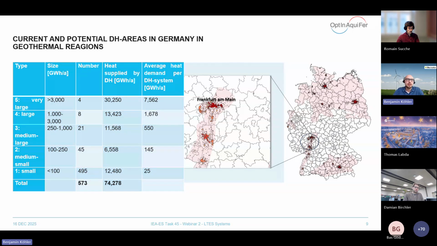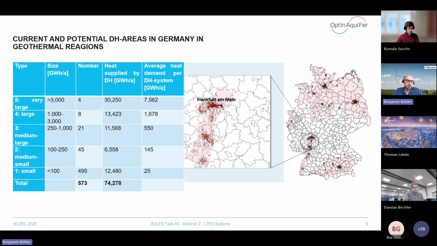Summarizing the results for the ATES potentials. First of all, as I said, we looked at the district heating areas in the different geothermal areas of Germany. So all the white, which you can see on the map on the right side, we ignored and did not assess in detail. The different district heating types we defined, you can see in the table on the left side. So from very small systems with an annual heat demand of below 100 gigawatt hours to very large systems with more than 3,000 gigawatt hours per year heat demand.